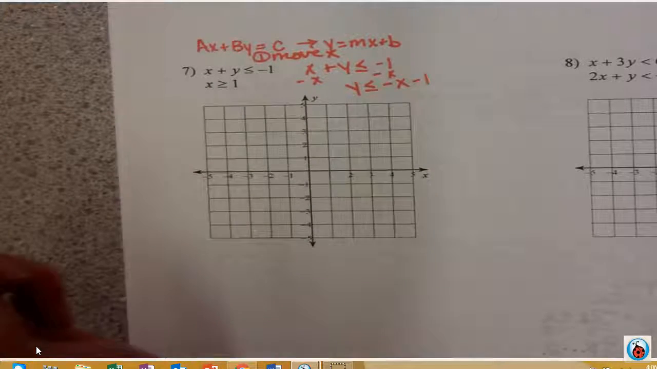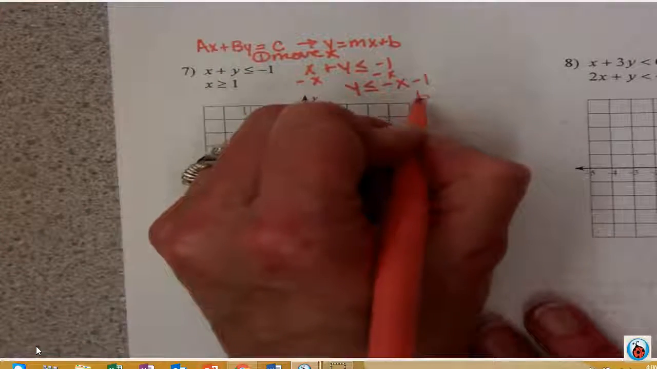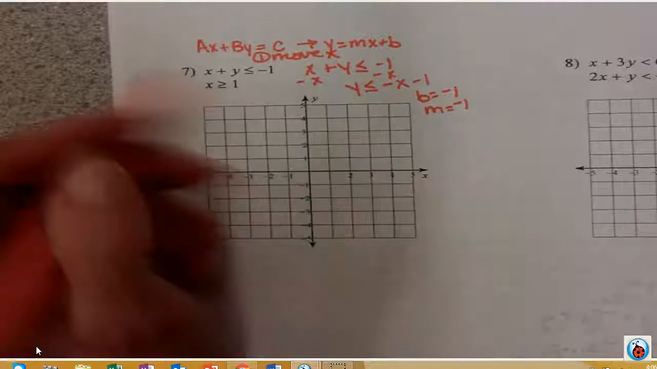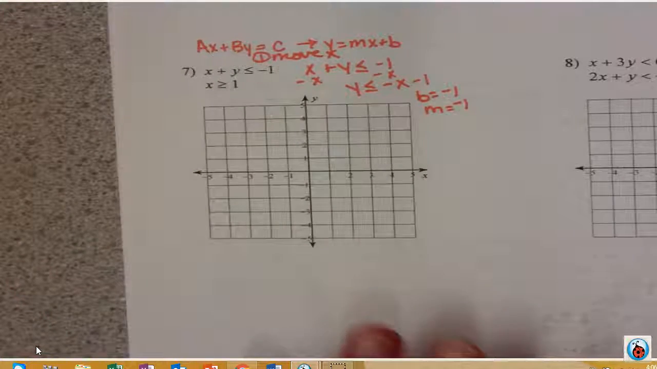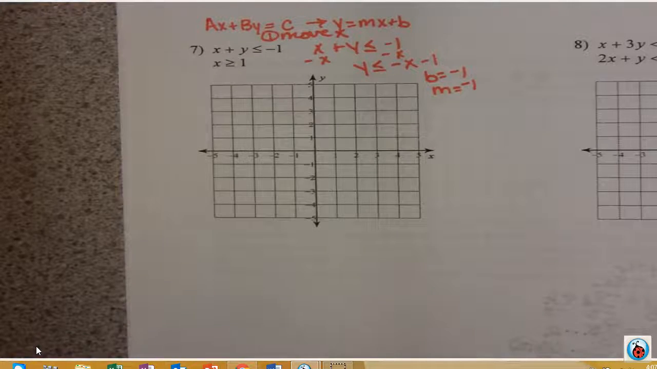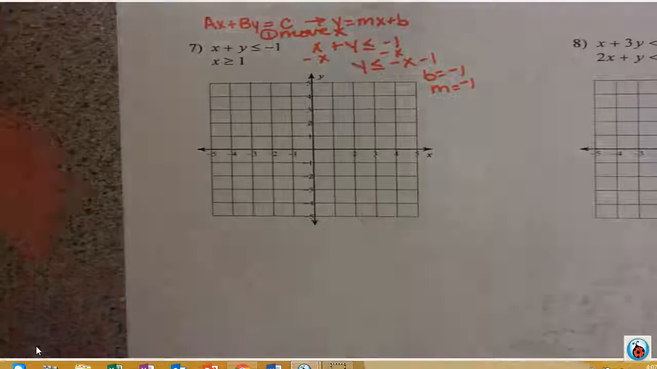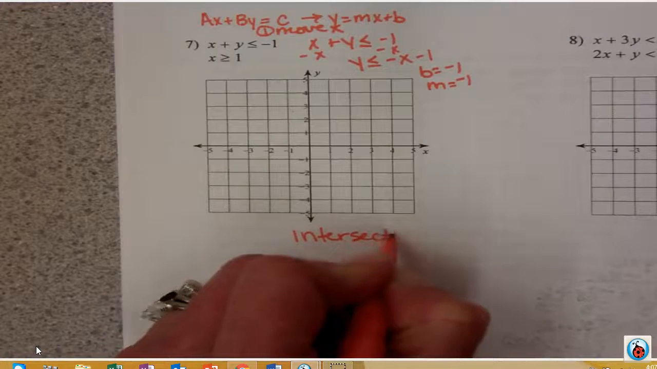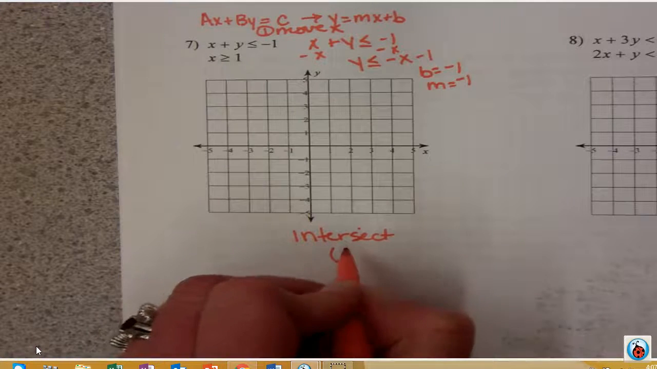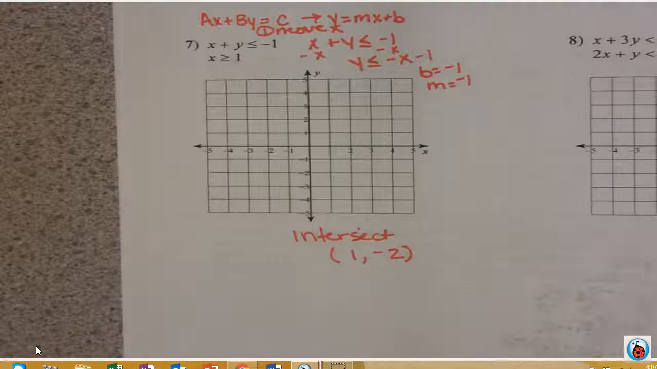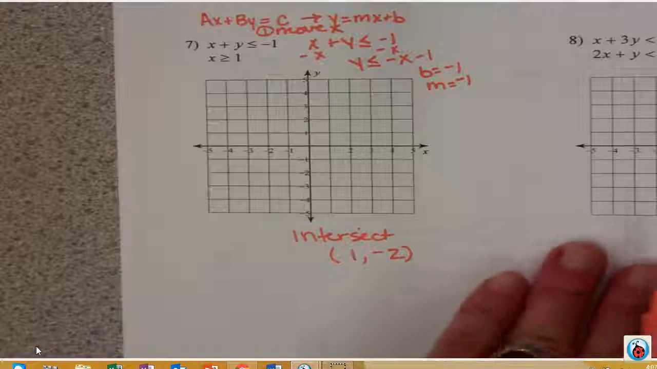I think I'm going to be done with that. So that's how you should do that. Your y-intercept is negative 1, and your slope is negative 1. I think you guys should be able to work it from there. Moving on. I'll tell you the answer, though. They would intersect at (1, negative 2). Okay, moving on.